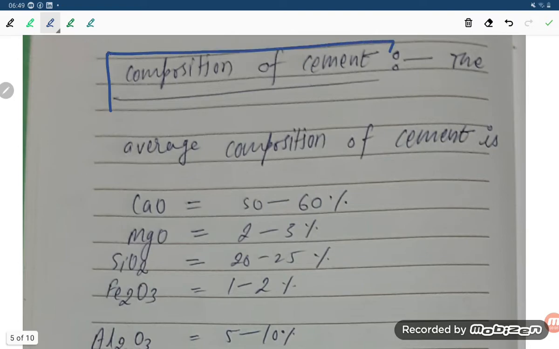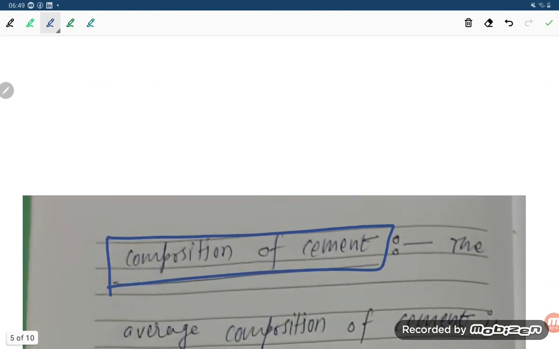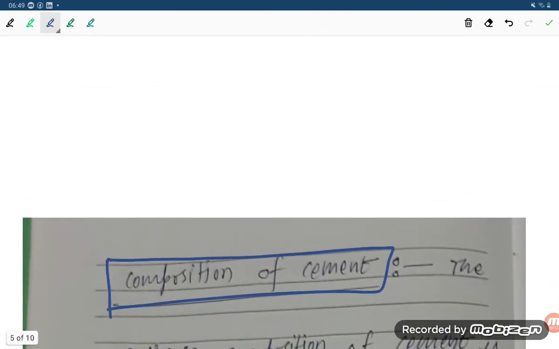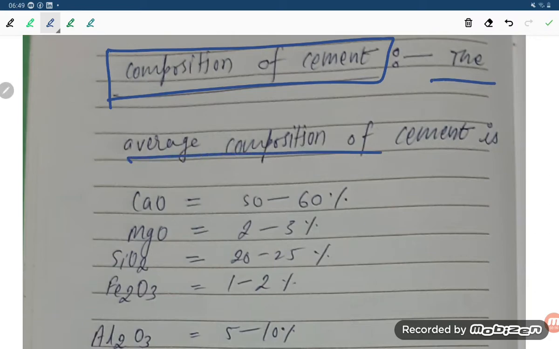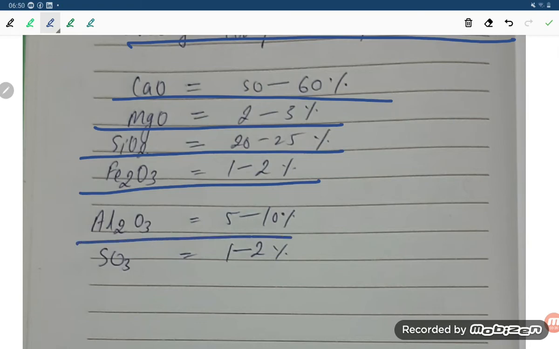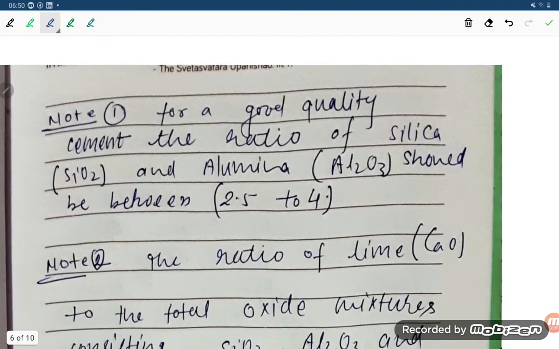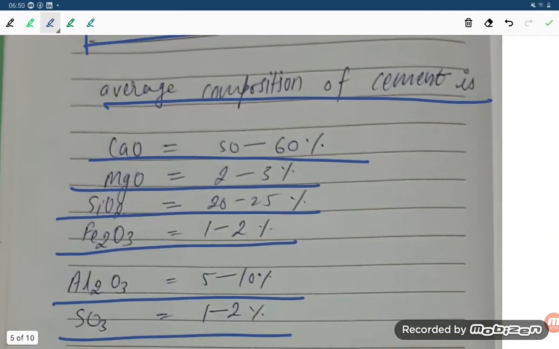Now the next point, we are going to understand cement. So what is cement, students? Cement is chemically a mixture of calcium silicate and aluminum sulfate. The average composition of cement is: CaO 50 to 60%, MgO 2 to 3%, SiO2 20 to 25%, Fe2O3 1 to 2%, Al2O3 5 to 10%, and SO3 1 to 2%. Dear students, this is the composition of cement.